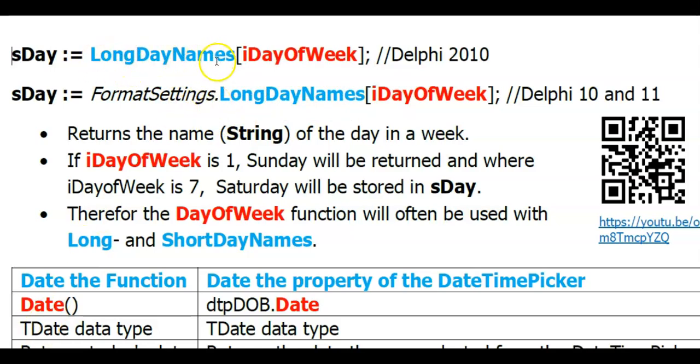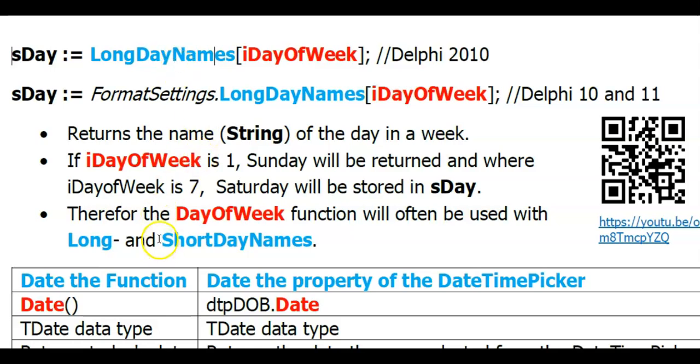So in LongDayNames, all the names of the week are stored from Sunday to Saturday. And each one of them has a position number called an index. The moment we use these square brackets, in Delphi, we're referring to some kind of an index, which is really just the position. So in position 1, the word Sunday is stored, and that's how it gets Sunday to store in sDay. Whereas if this iDayOfWeek is a 7, then Saturday would be stored here, because in position 7, Saturday was stored.